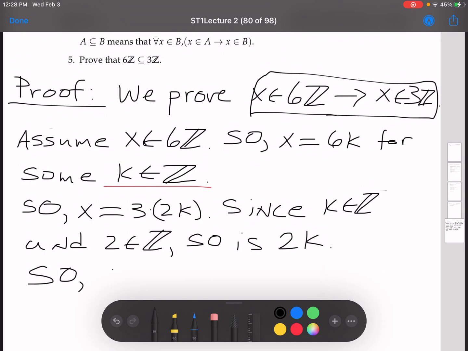So x is in 3Z. And that completes the proof. We showed that assuming x was in 6Z, x was in 3Z. That finishes the proof.